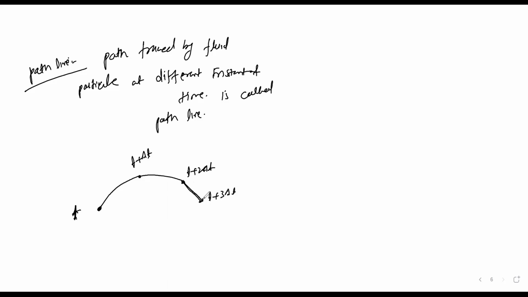So join all the points, and whatever line you get, that line is called the path line. Let's say these are the points A, B, C and D. So this is the path line. We can mark it with a different color, let's say a yellow marker. These are the points. Same way, next, another one is the streak line.